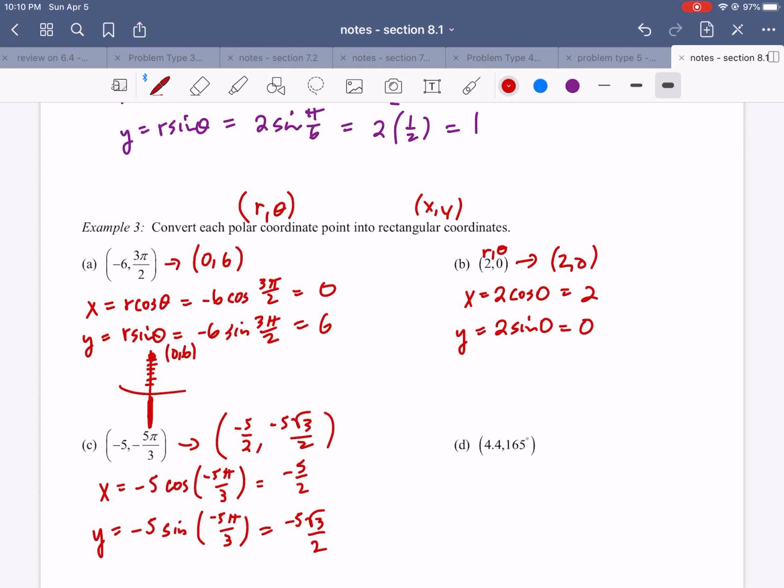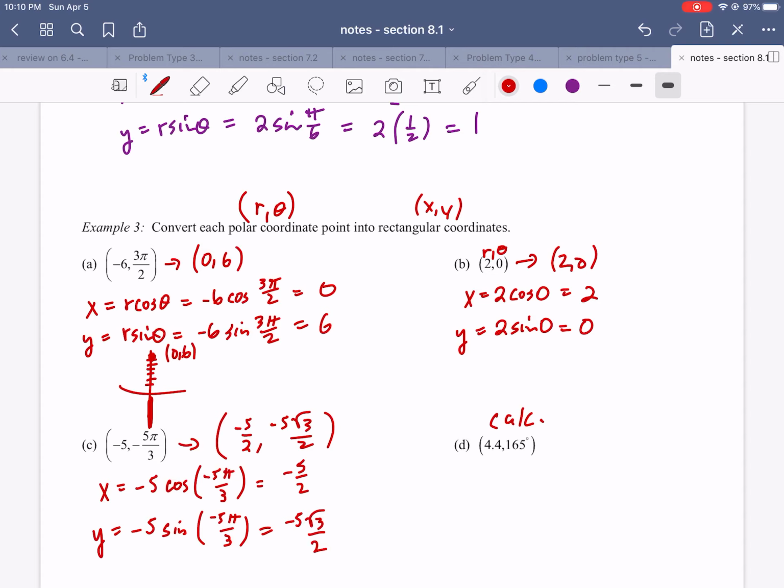Okay, letter D is a calculator problem. You're not going to be able to do this really without a calculator. So if you don't have your own calculator, you can just hop on Google, hop on your phone, try to download something that will let you do sine of 165 and cosine of 165.